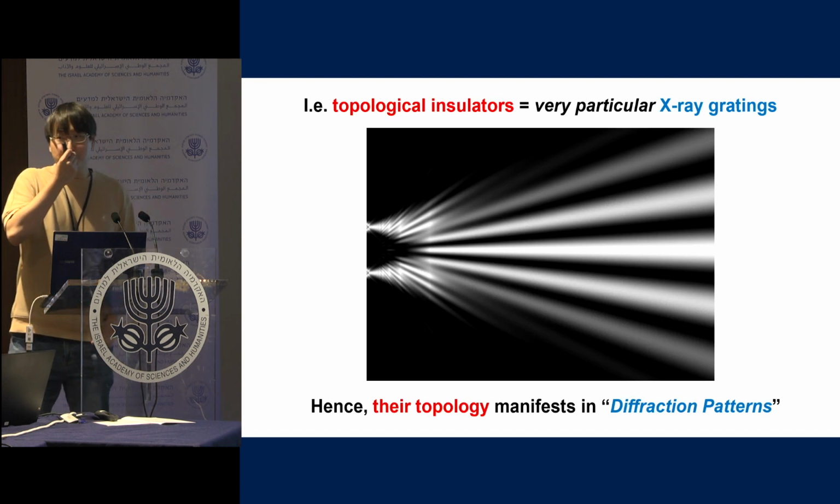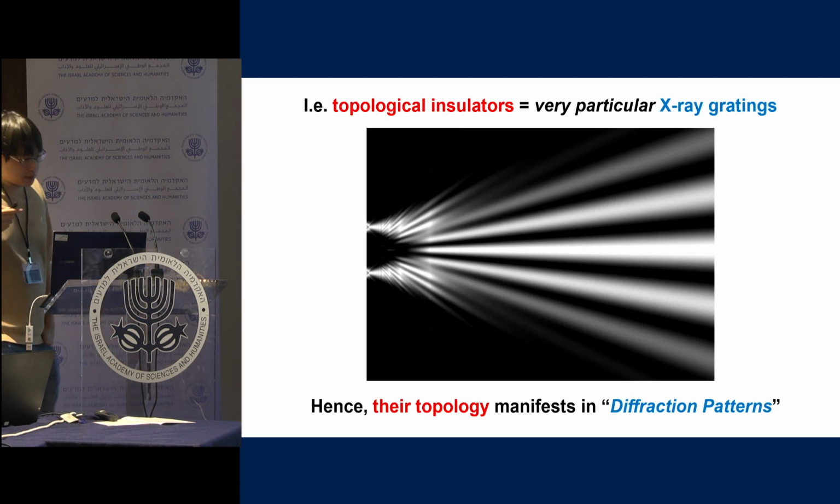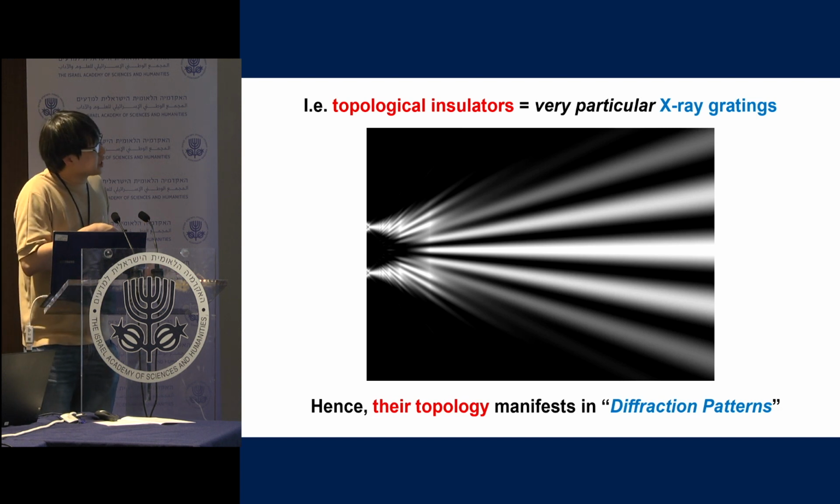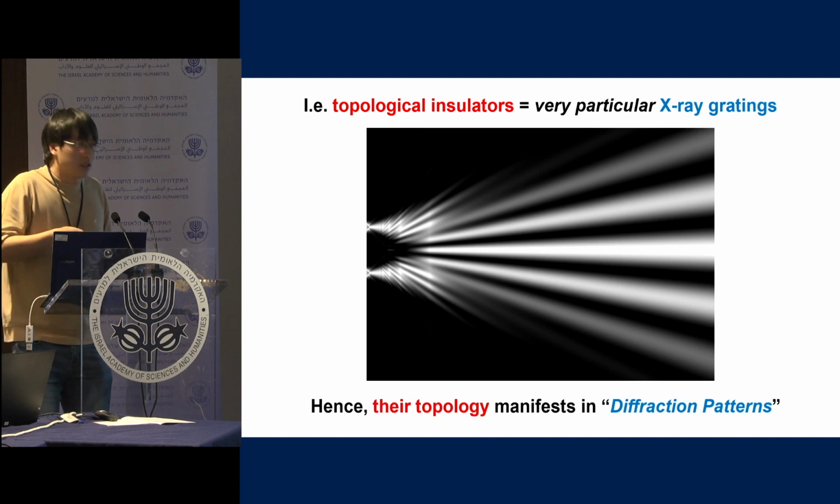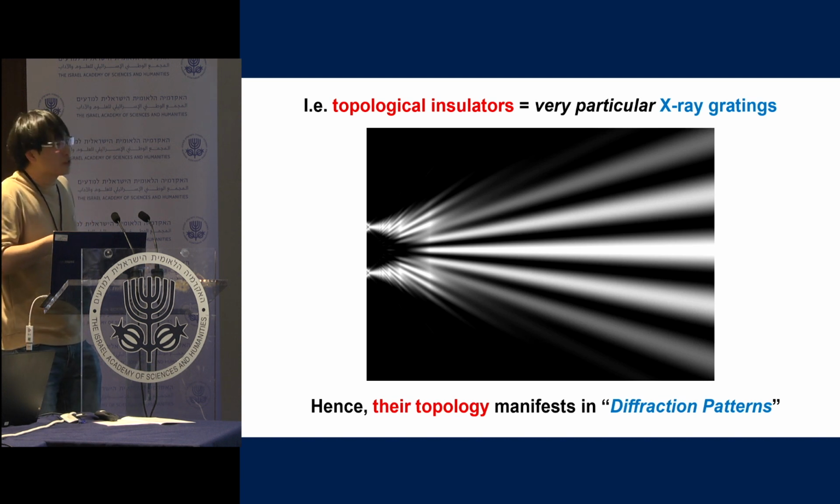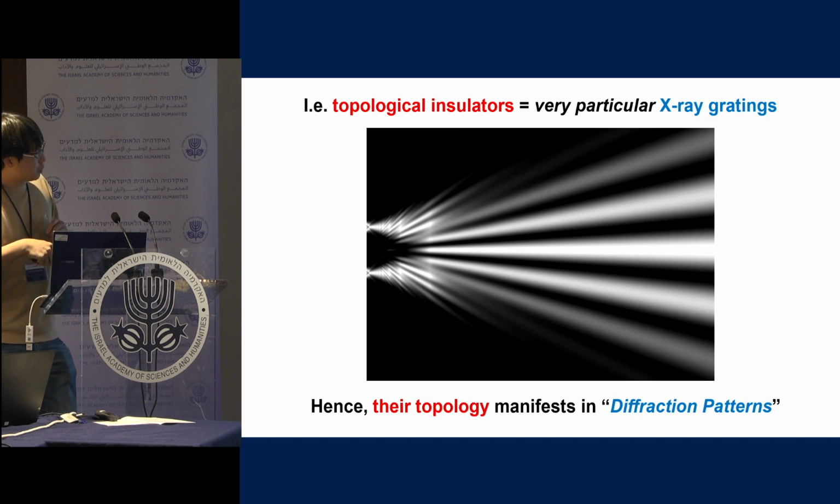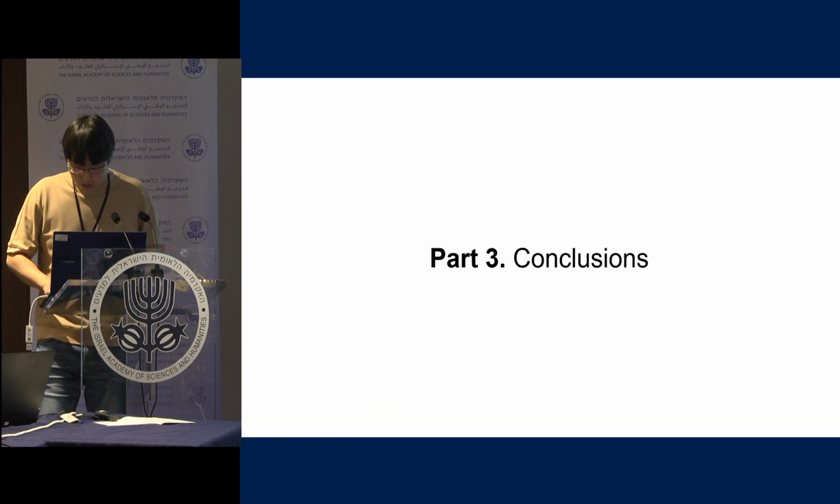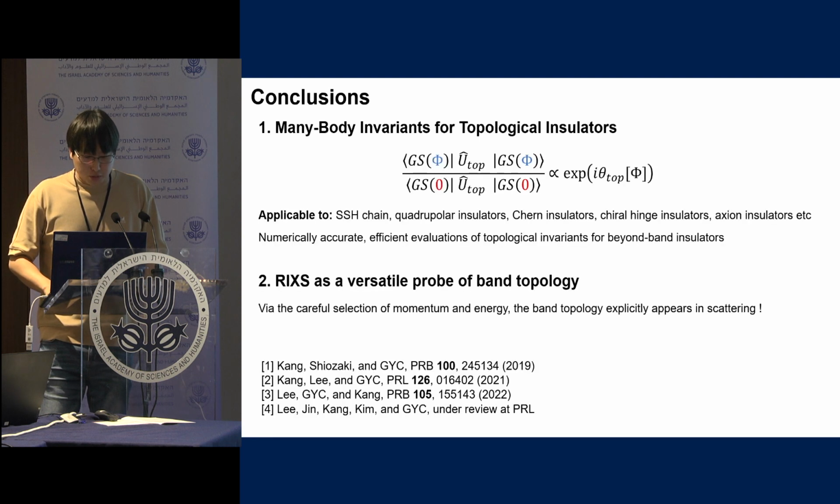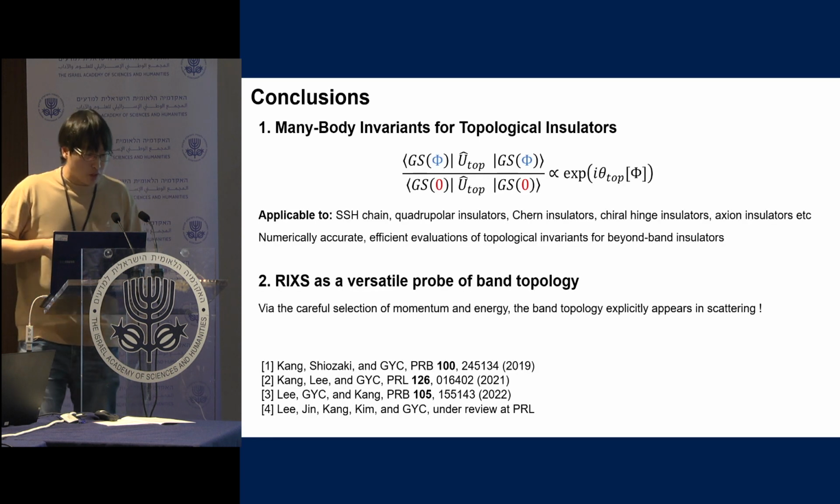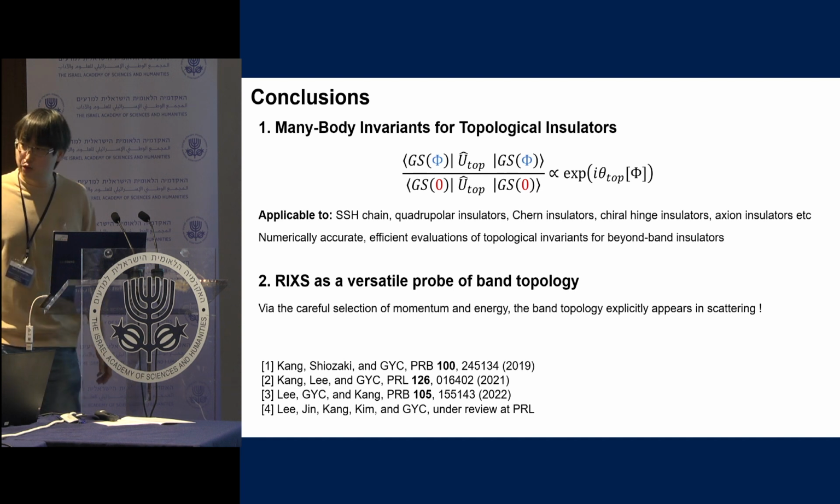The simple message that I want to convey is that the topological insulator is like a very particular X-ray grating, in that different topologies scatter the X-ray in different fashions. So the topology manifests as scattering patterns. With that, I would like to finish with a few words. How much time do I have? 8 minutes including questions. Okay.